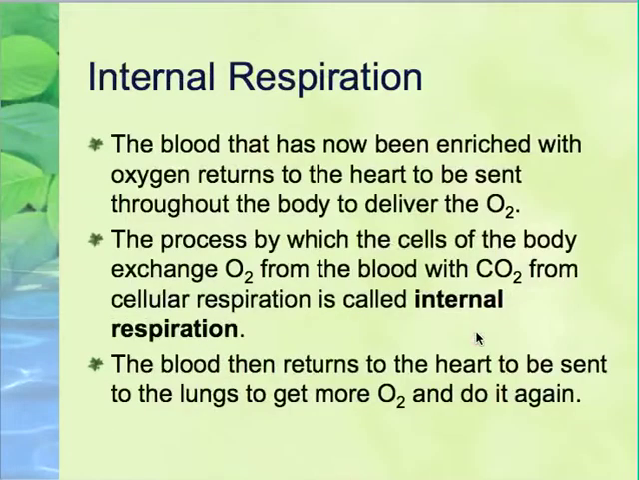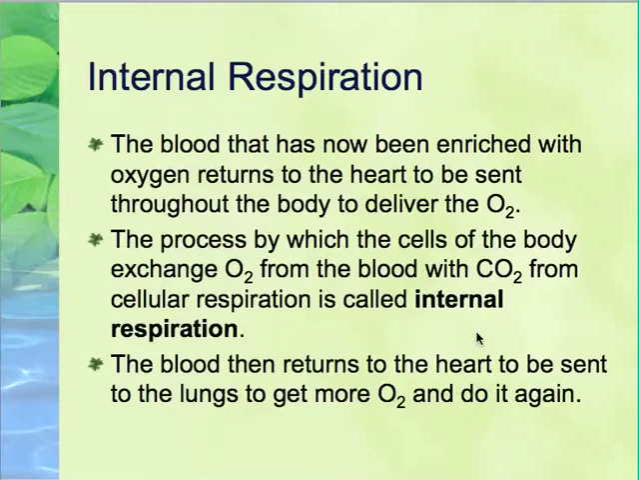Internal respiration is when oxygen-rich blood now takes that oxygen to the cells of the body that need it. And then the carbon dioxide in the cells is going to go to the blood, and the oxygen from the blood is going to go to the cells. That is internal respiration. Now, once that's happened, we're going to start this process over again, because now we have carbon dioxide-rich blood that needs to go to the lungs and pick up oxygen.